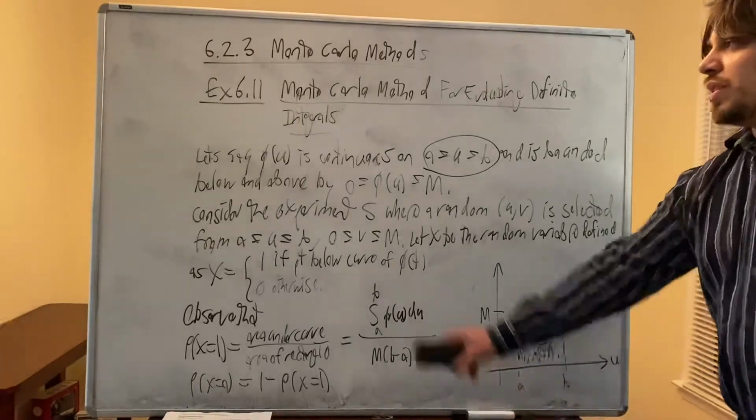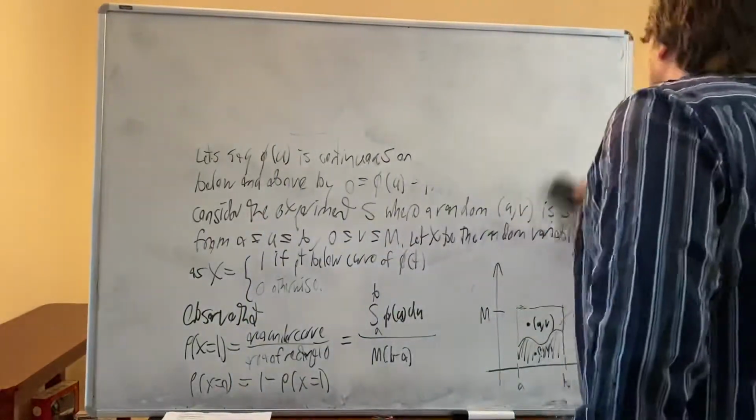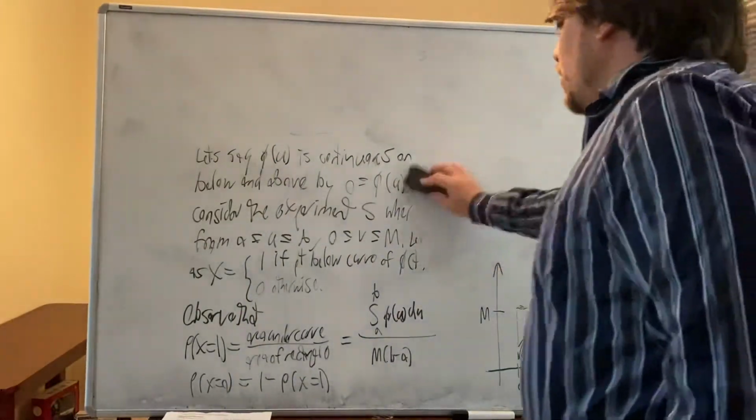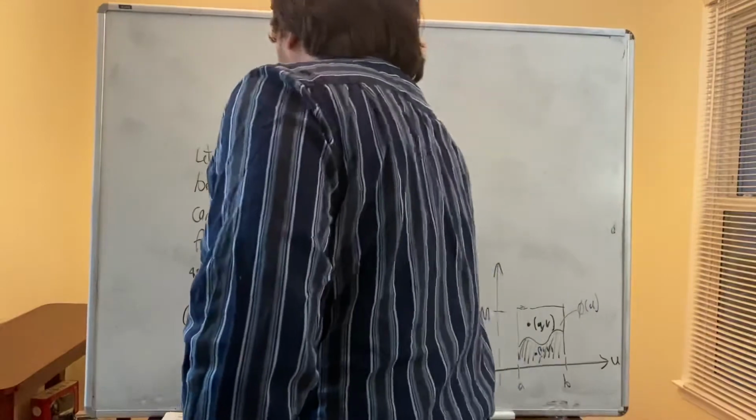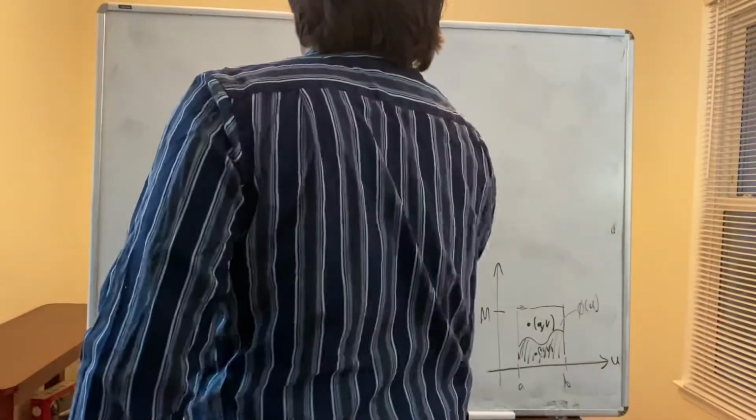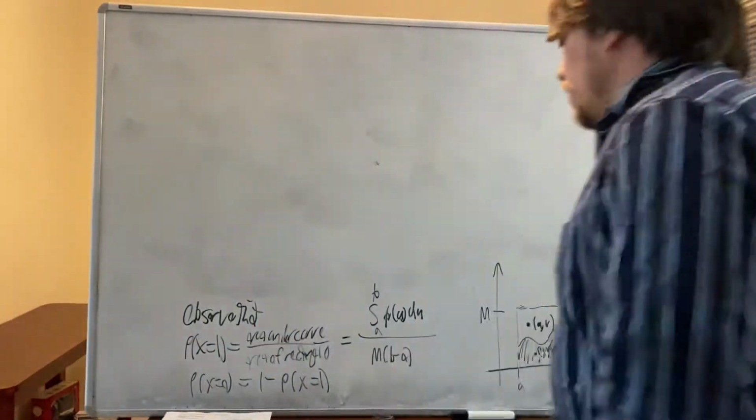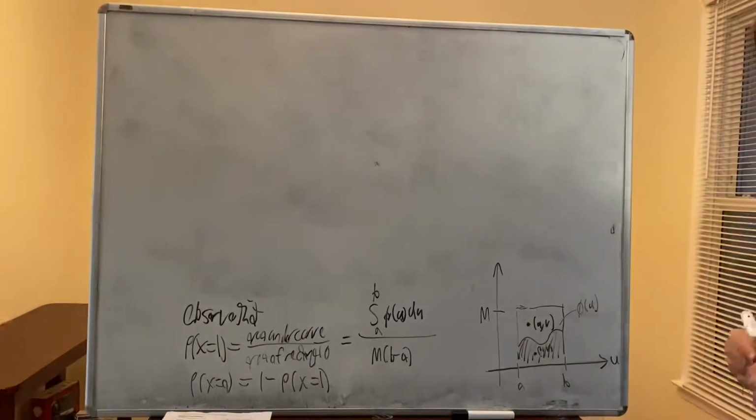Okay, so the conditions of this experiment are the same. We're choosing a point (u, v), and if it's below the curve, the value of x is 1. If it's not below the curve, then its value is 0. So all that's the same, and we still have these observations here.